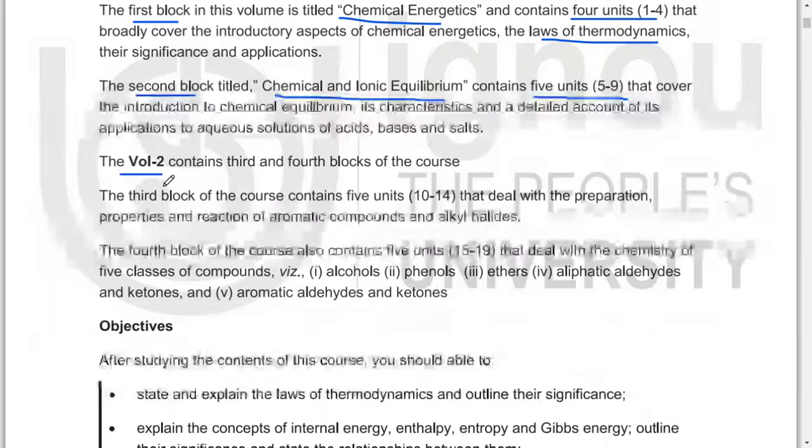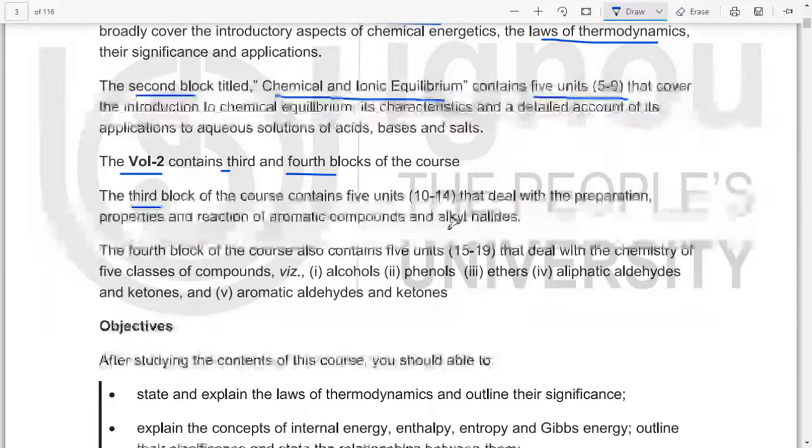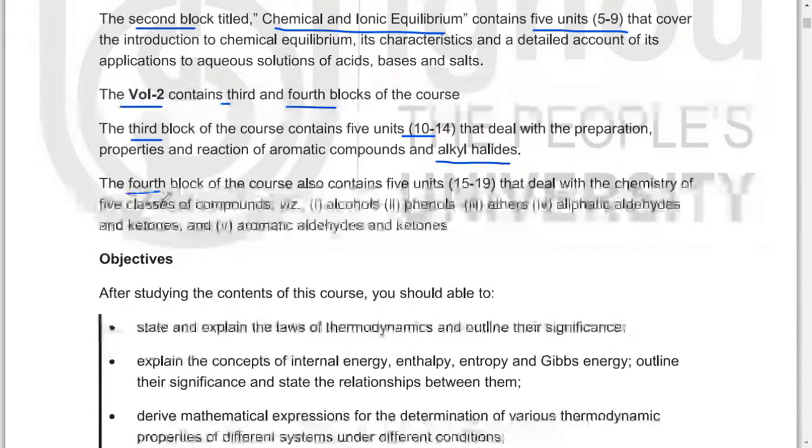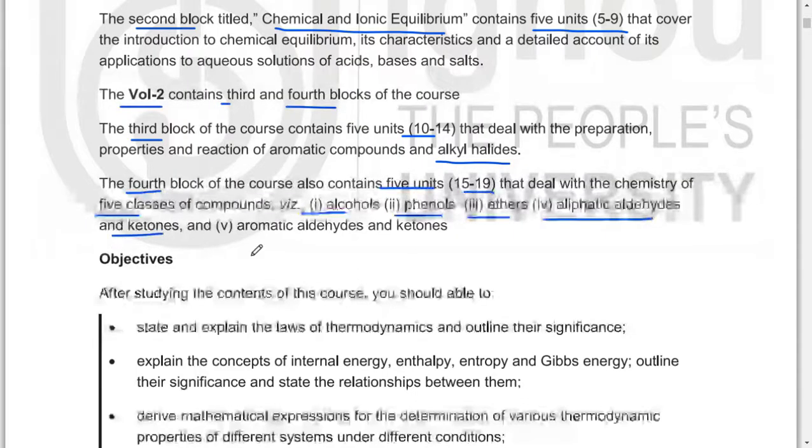The volume 2 contains third and fourth block of the course. The third block of the course contains 5 units, 10 to 14, that deal with the preparation, properties and reaction of aromatic compounds and alkyl halides. The fourth block of the course also contains 5 units, 15 to 19, that deal with the chemistry of the 5 classes of compounds, viz. 1 alcohol, 2 phenol, 3 ether, 4 aliphatic aldehydes and ketones, and 5 aromatic aldehydes and ketones.